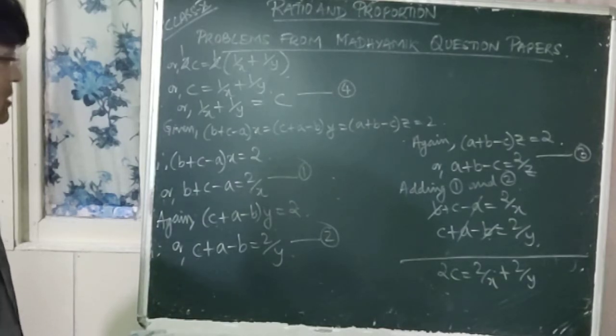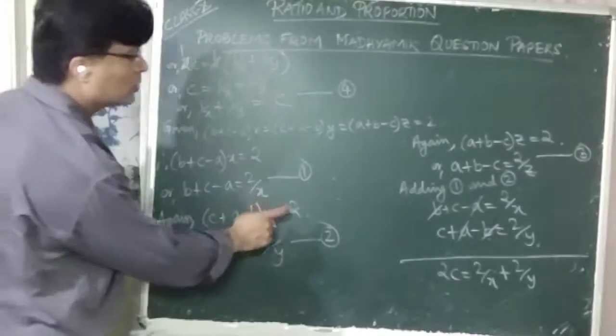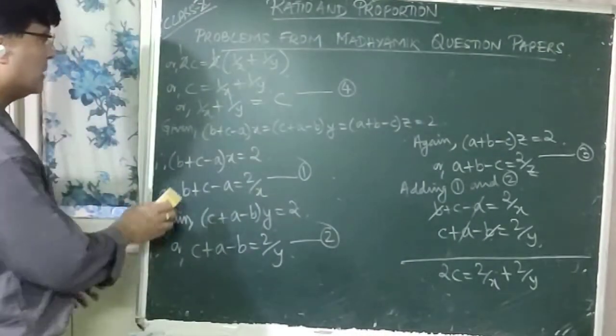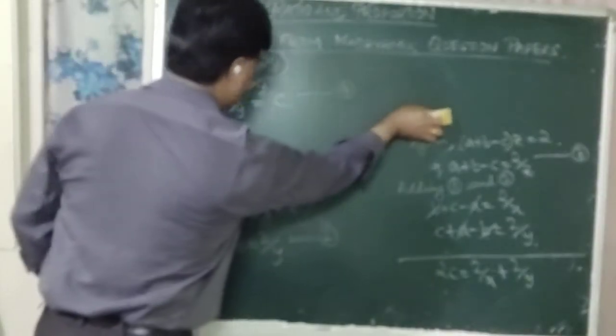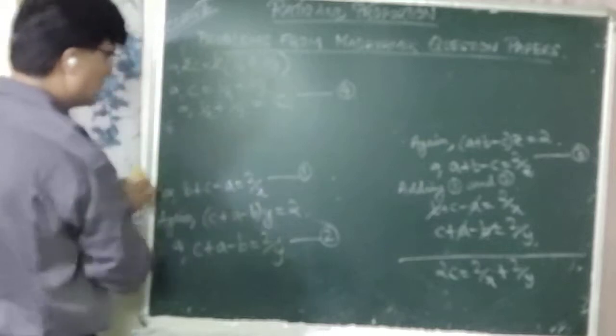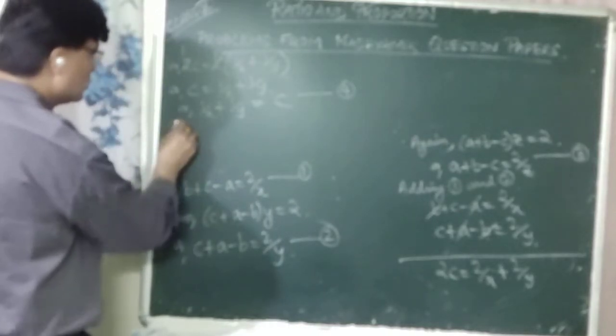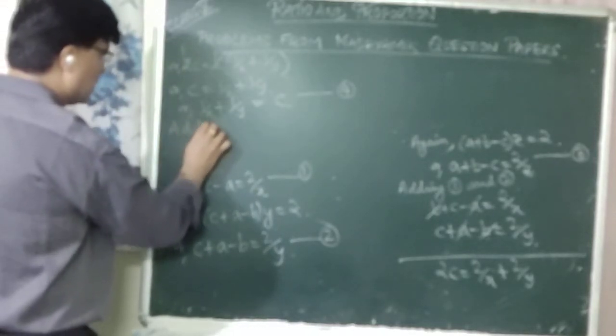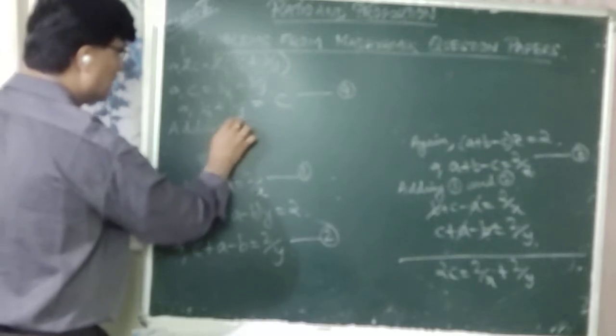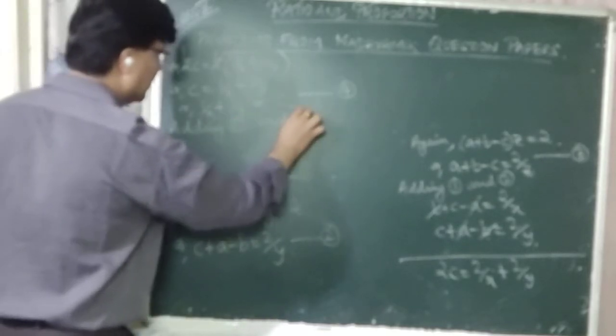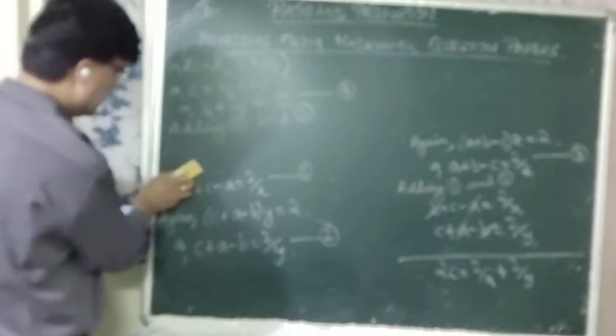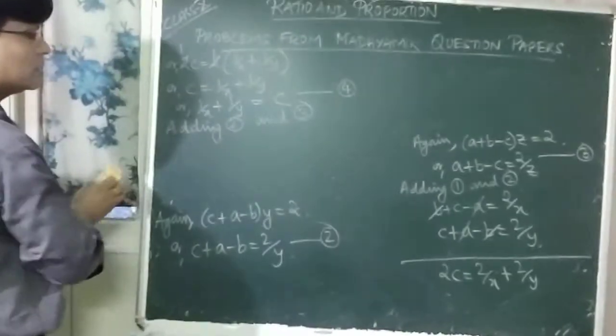Now, let us add 2 and 3. Write down, adding 2 and 3. So what do we get? The left side should be added. Write down: C plus A minus B is equal to 2 by y.